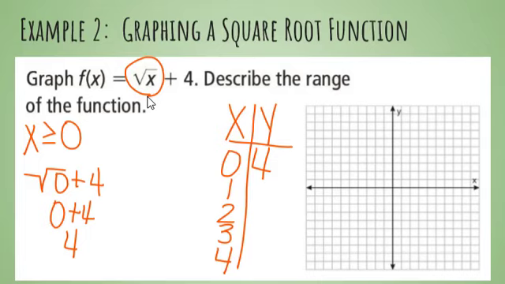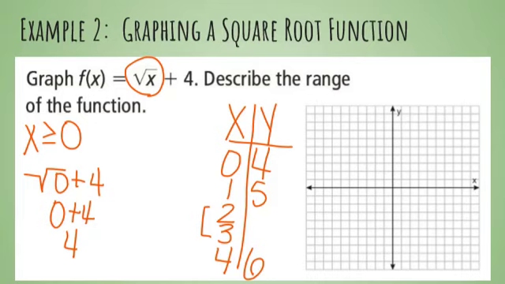Plugging in 1, the square root of 1 is 1. 1 plus 4 is 5. Now 2 and 3 are not perfect squares. If you have a calculator to use, we can plug those in to calculate their values. Otherwise, it might be easier to just plug in 4 because 4 is a perfect square. So when I plug in 4, the square root of 4 is 2, and 2 plus 4 is 6. If you wanted another point and you wanted to plug in a perfect square, that number would be 9.